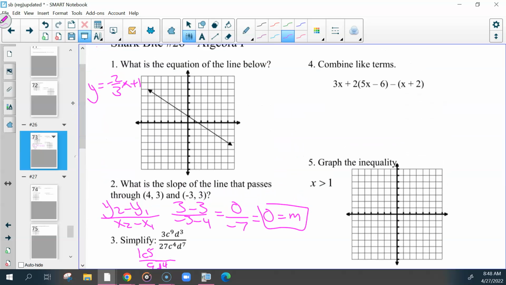Number 4, combine the terms. We need to distribute. We have 3x plus 10x minus 12 minus x minus 2. Combine your like terms. So you have 3x plus 10x is 13 minus x is 12x. And then negative 2 minus 2 is negative 14.